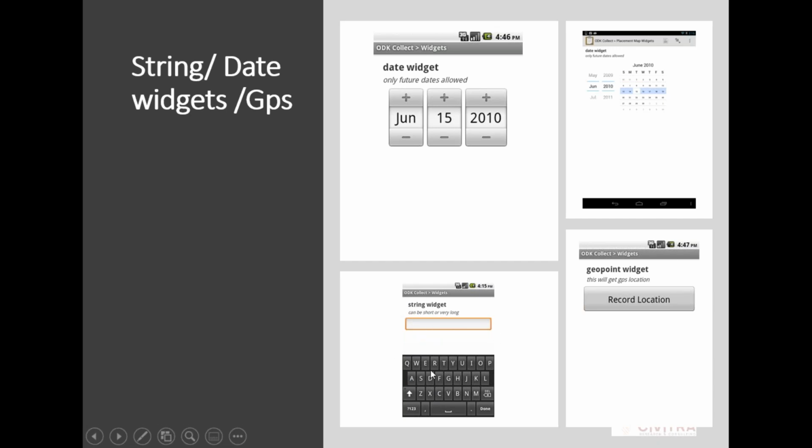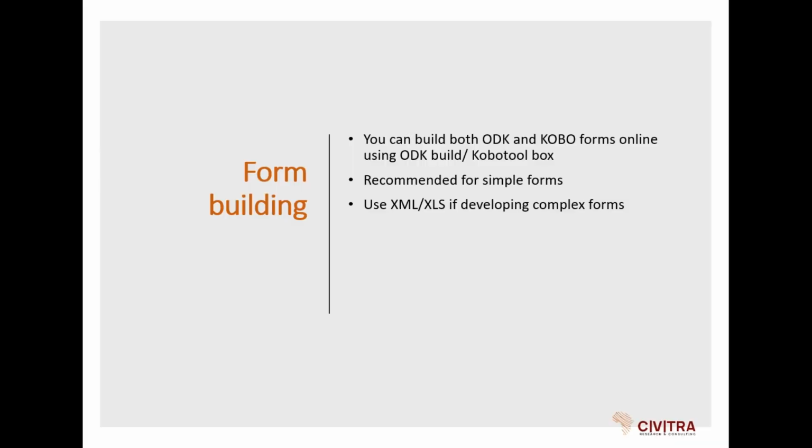So that's a string widget. And then if you wanted to collect geopoint or geolocation codes, then ODK and KOBO are able to do that. If you want to collect date and timestamps, there are many ways of programming and displaying in different ways the date, time, and string widgets on ODK and KOBO.